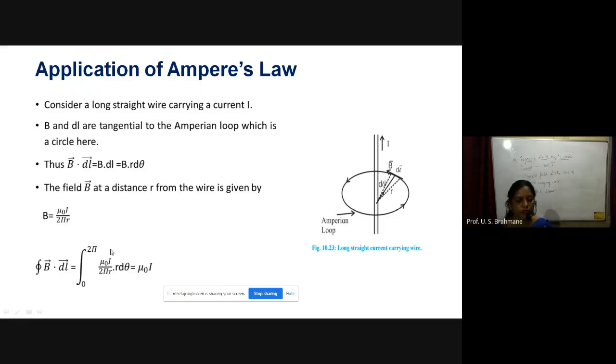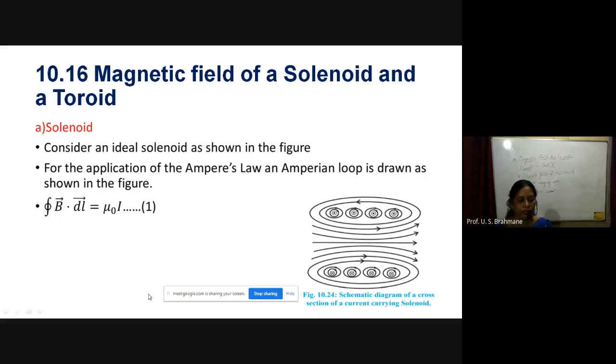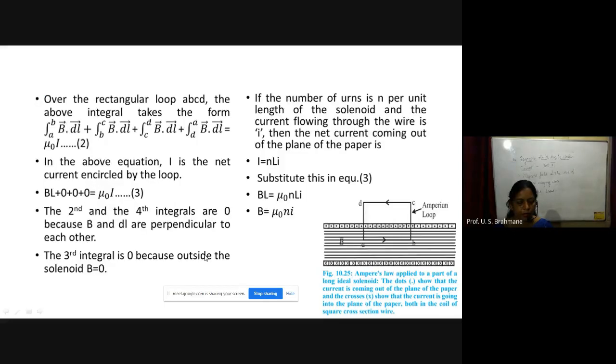If you go on simplifying, R gets cancelled, and the integration is from 0 to 2 pi of d theta. The integration of d theta gives theta, which is 2 pi, so the 2 pi cancels. You can write these steps on your own, and it becomes equal to mu 0 I. So this is the result for the straight conductor. If you want, you may write it down.